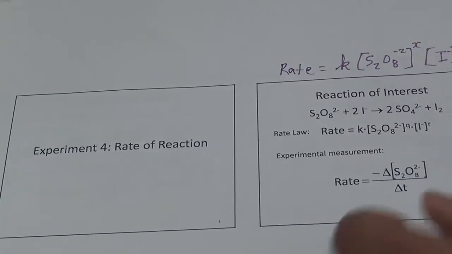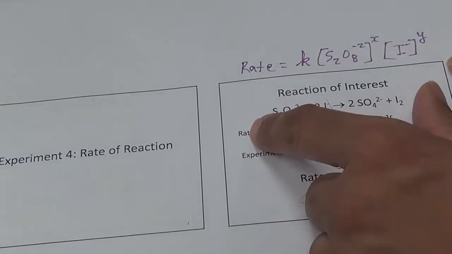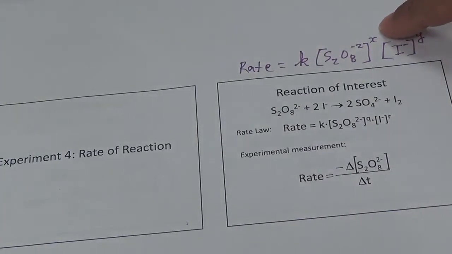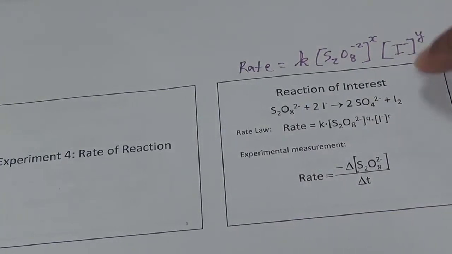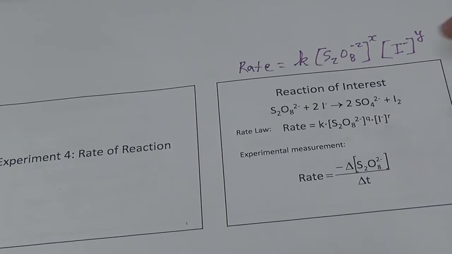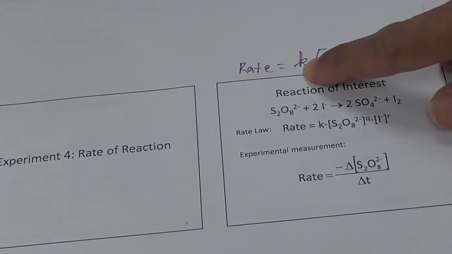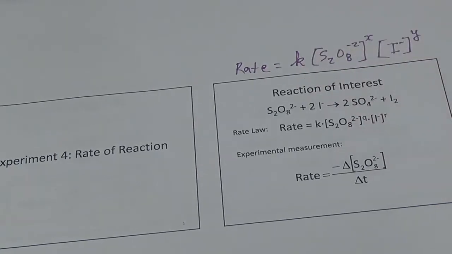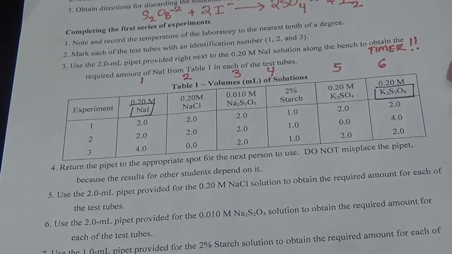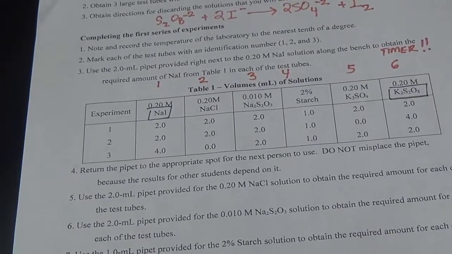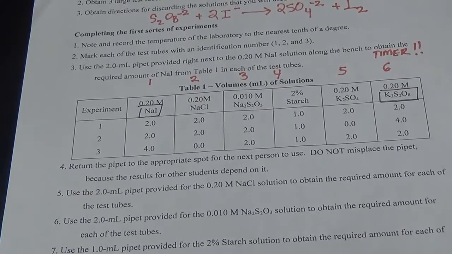Our goal here is to get the rate law for our main reaction, and to get exponents x and y. Here they have it as q and r, it really doesn't matter. And the rate constant k, make sure you have the right units on the rate constant k. We'll do a total of 5 experiments. Here I'm showing you 3, or the lab manual is showing you 3.